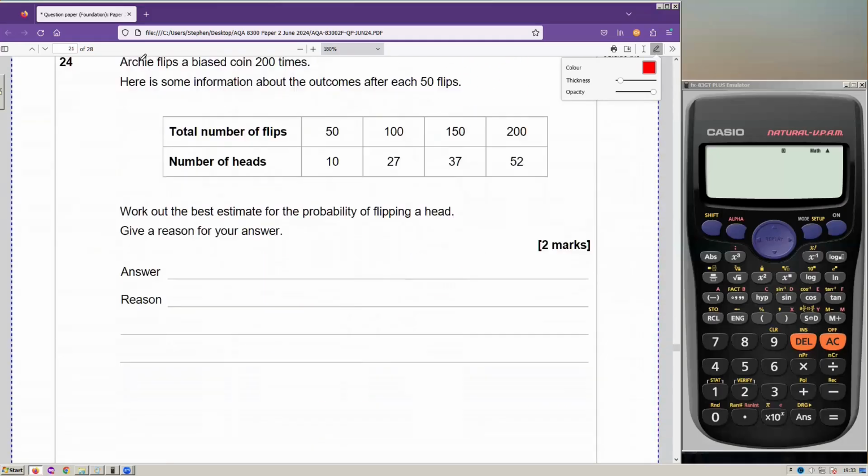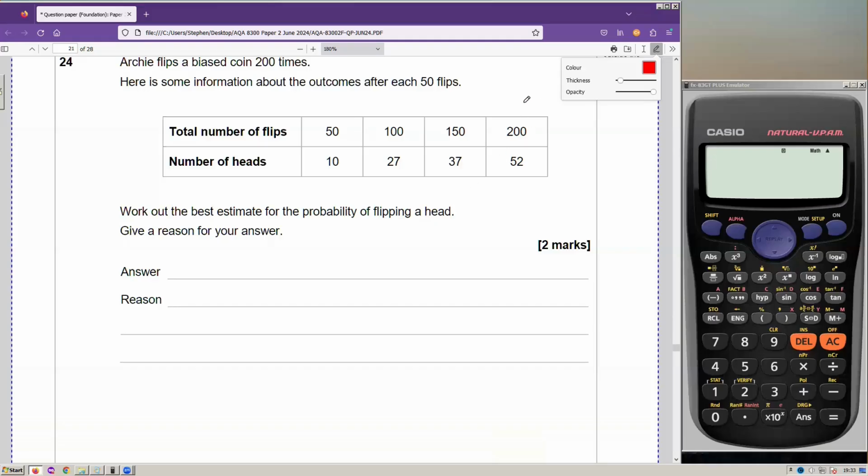Archie flips a biased coin 200 times. Here is some information about the outcomes after each 50 flips. After 50 flips he got 10, after 100 he got 27, after 150 he got 37, and after 200 he got 52. Work out the best estimate for the probability of flipping a head. Give a reason for your answer.